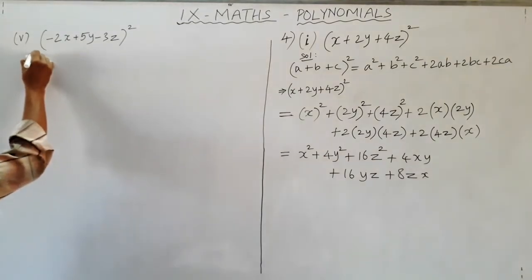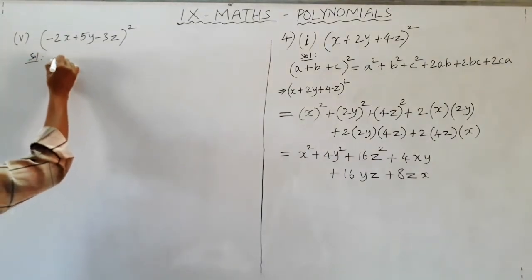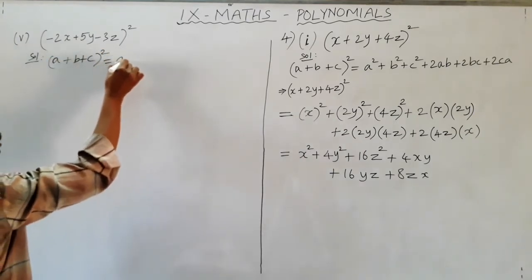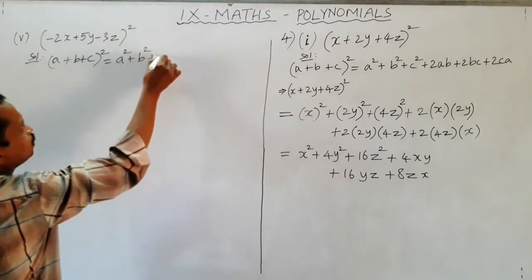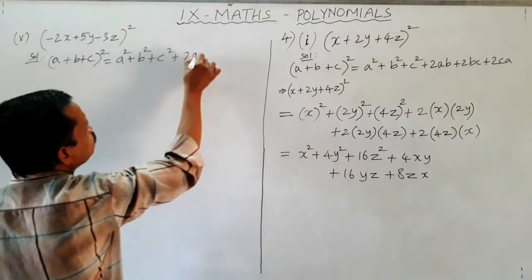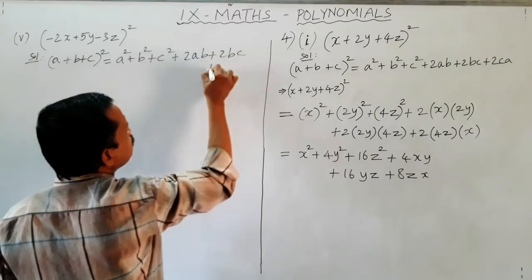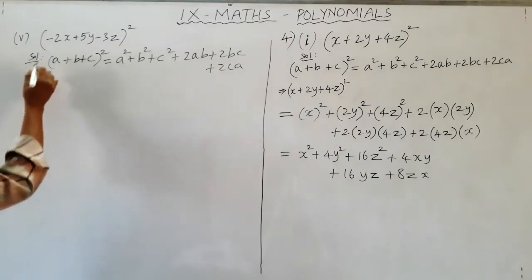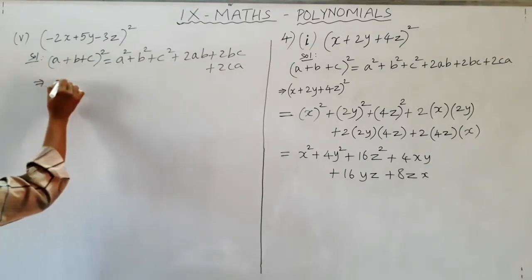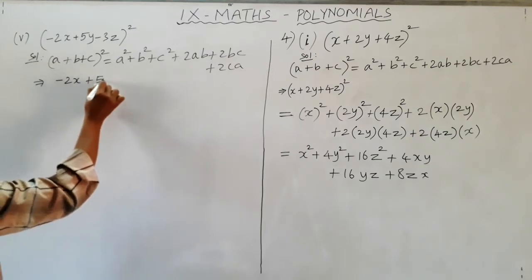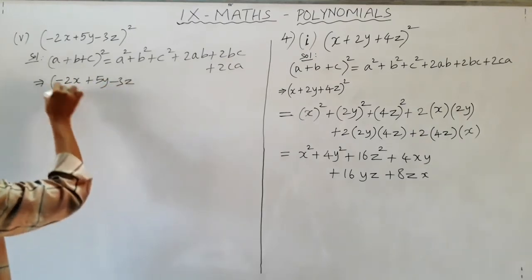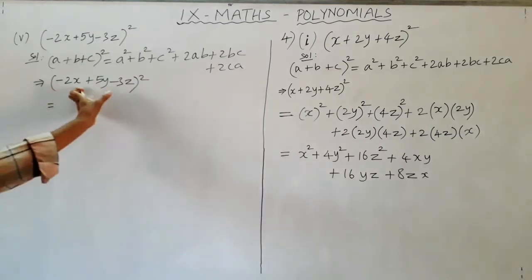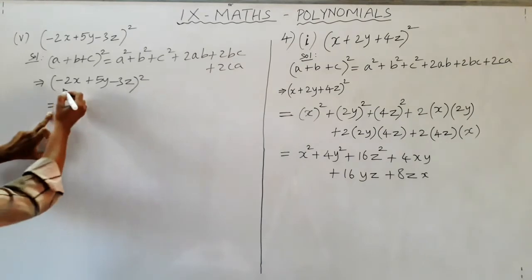So in solution part, you just take that identity a plus b plus c, the whole square is nothing but a square plus b square plus c square plus 2ab plus 2bc plus 2ca. Clear? And now coming to the question. So this implies minus 2x plus 5y minus 3z whole square. You put equal sign here. Clear?